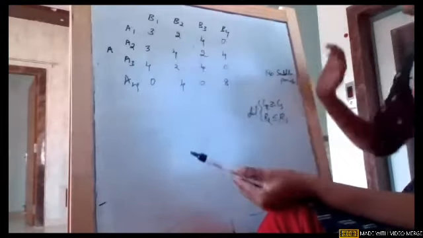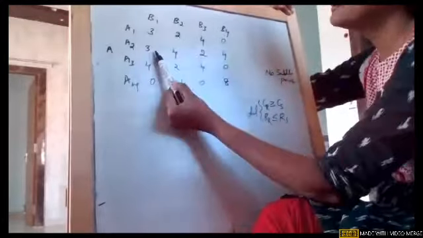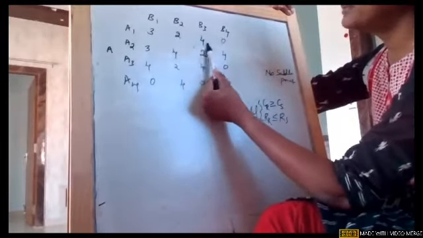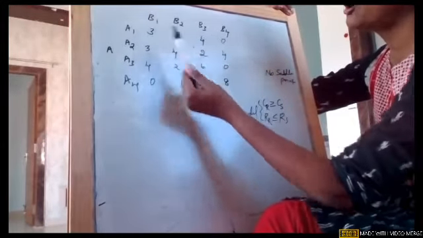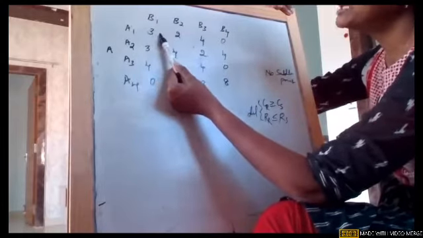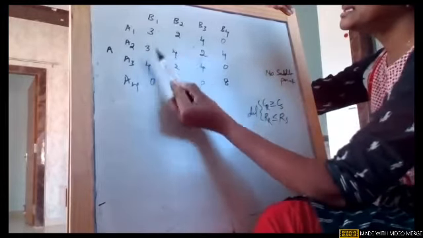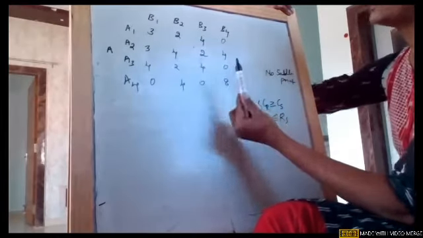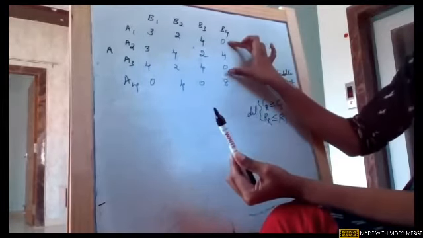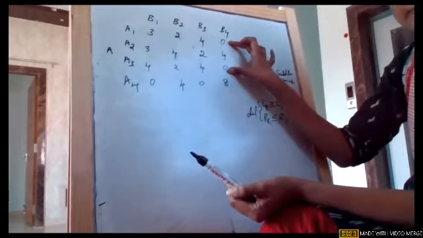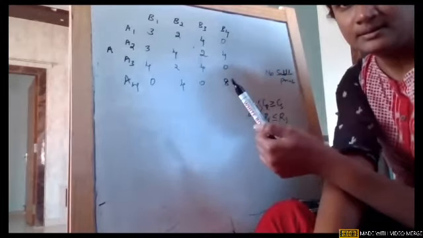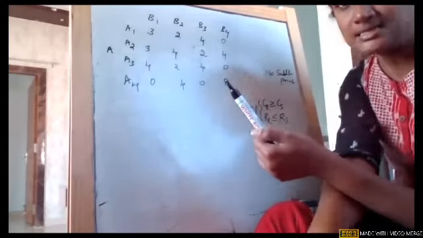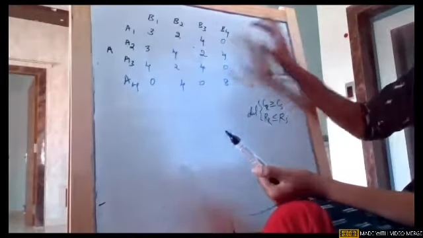We will check whether row wise we can apply. 3 is equal to 3, 2 is less than 4, but 4 is greater. First and second row, we can't. Now first and third row: 3 is less than 4, 2 is equal to 2, 4 is equal to 4, and 0 is equal to 0. I think first row and third row, we can apply dominance.